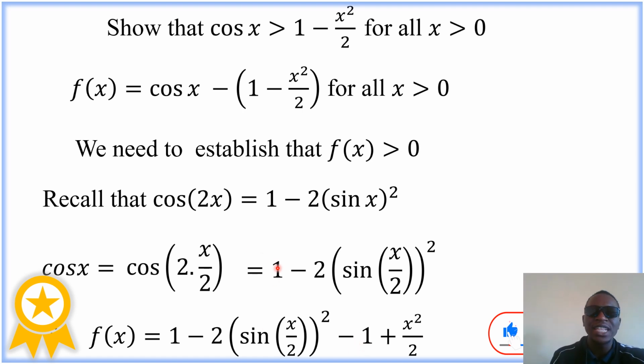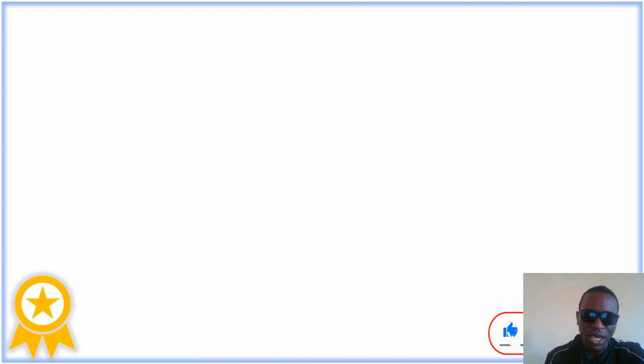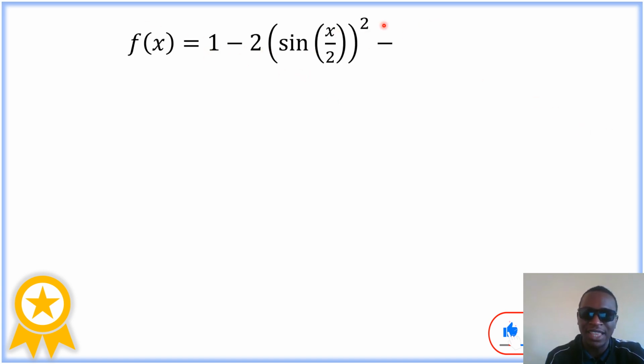You could also use the other identities for cosine, that's 2 cos squared x minus 1, or cos squared x minus sine squared x. Any one will work, but use the one that will make the work easy for you. From this stage, we'll now move to the next slide, and I'll copy this expression so that we simplify it together. We have the expression from the previous slide. You see, 1 minus 1 is 0 now. So you are left with this term.